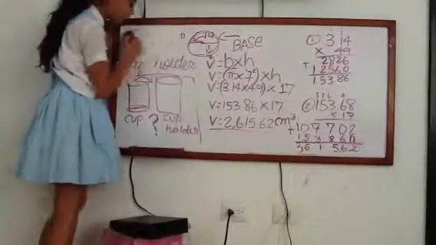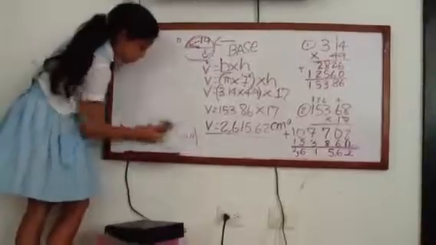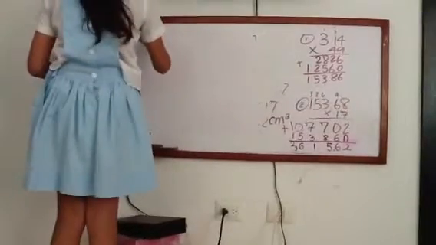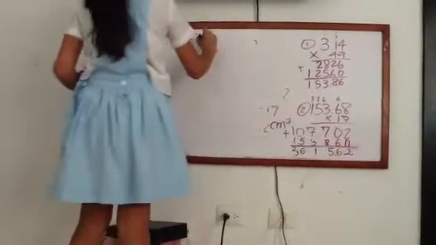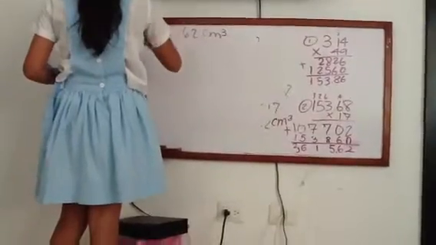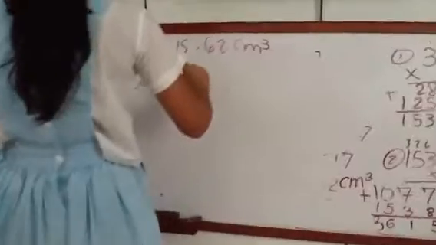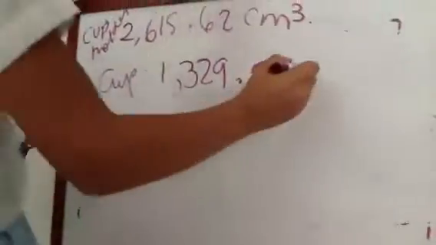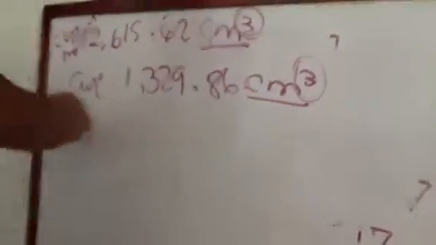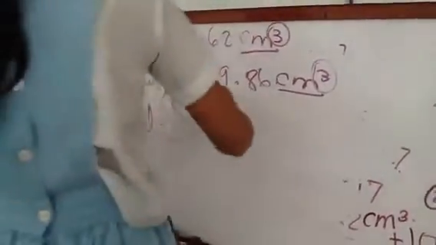okay, now I'm going to show you if the cup fits or not in the cup holder. The cup holder is 2,615 and 62. And the cup is 1,329 and 86 hundredths. Cubic centimeters. Remember that? Cubic. Okay. So, the cup, yes, fits in the cup holder.